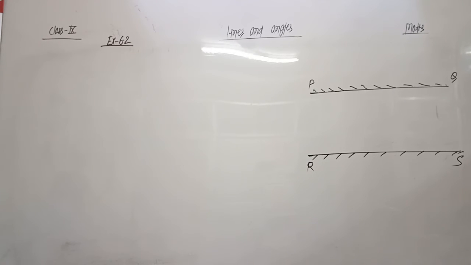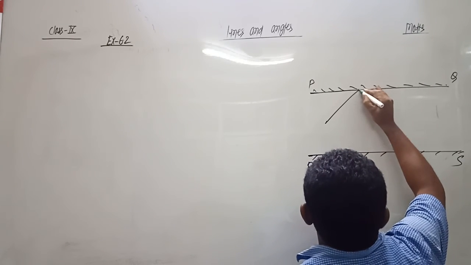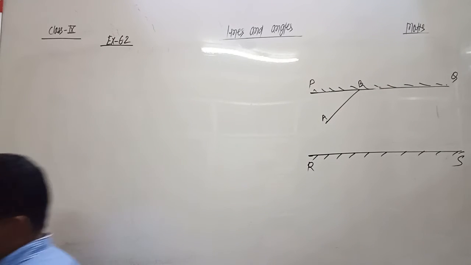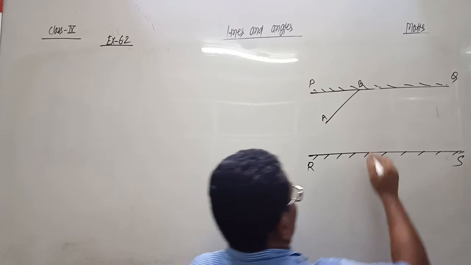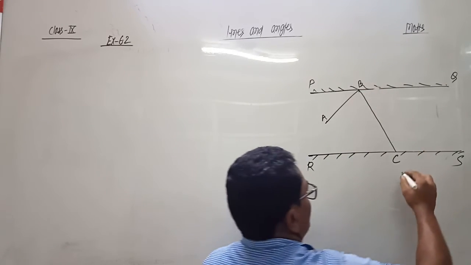An incident ray AB strikes the mirror PQ at B. The reflected ray moves along the path BC. This is line BC.